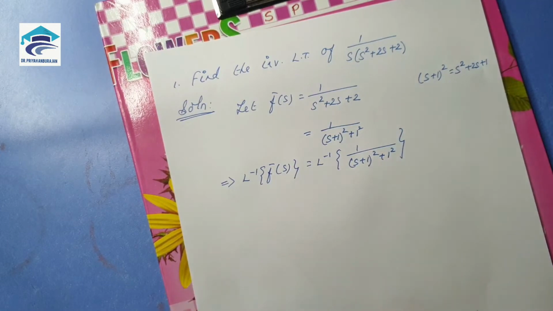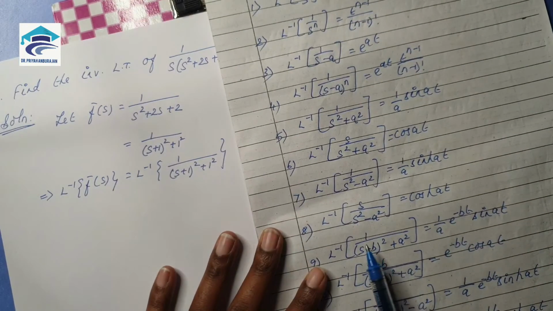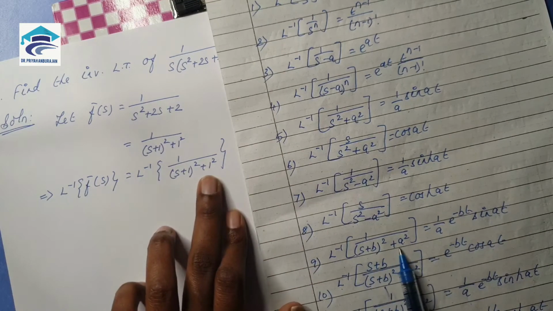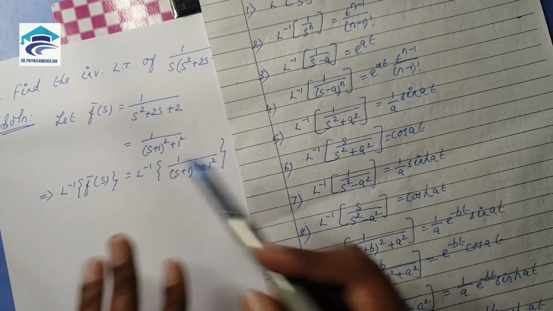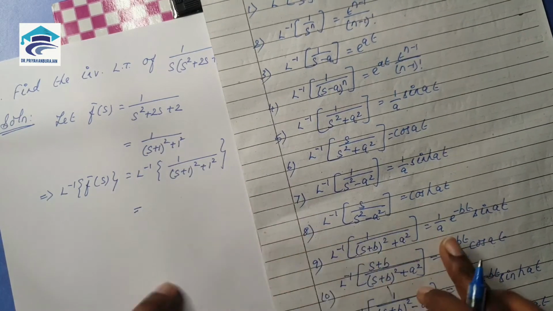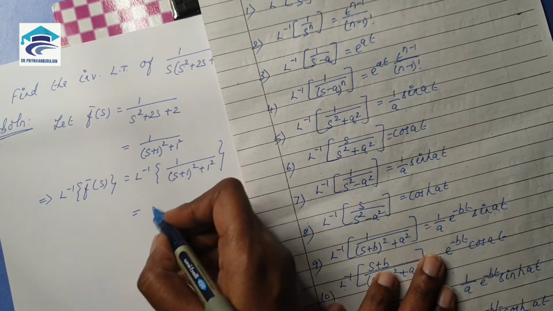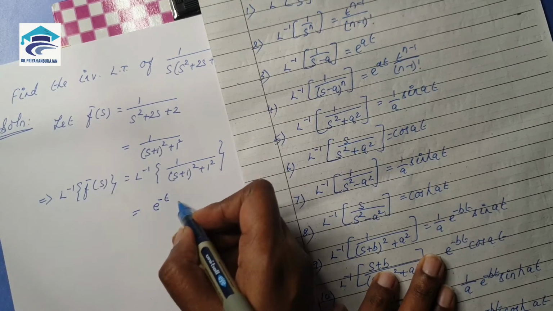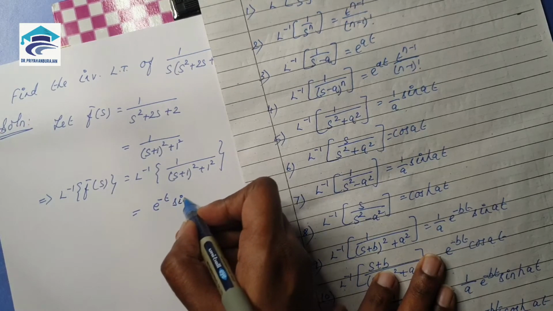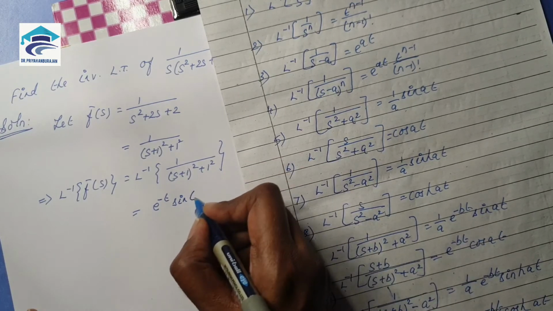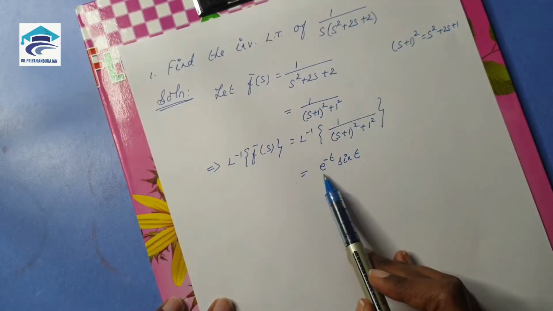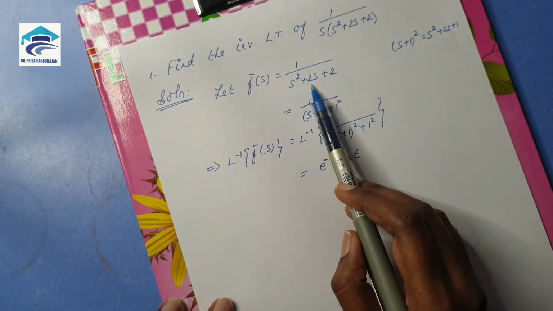So we will check the formula which is applicable. It is 1 by s plus b the whole squared plus a squared. So this is of this form, where b is 1 and a is also 1. So this can be written as 1 by a, where a here is 1, so it is e to the power minus bt, b is 1, so minus t, sin at. And a is also 1, so this is e to the power minus t sin t. And this is the answer for 1 by s squared plus 2s plus 2.